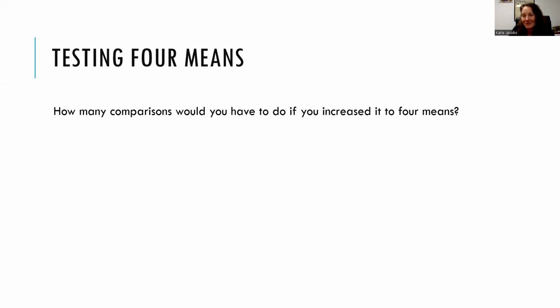Try to figure this out before moving on in the lecture. You would have to do 6 comparisons. That's a lot of t-tests, right?